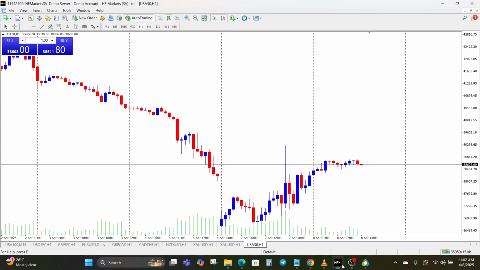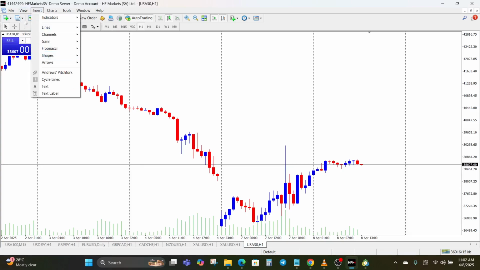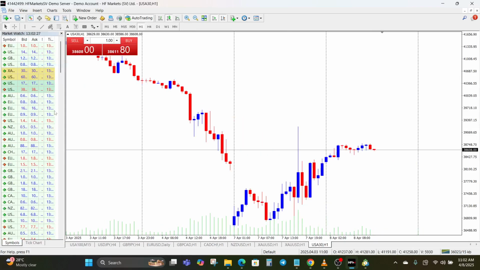Now, to trade US30 on MetaTrader 4 or MetaTrader 5, you first need a broker that offers it. Different brokers might list it under different names like US30, DJ30, or Dow Jones. Once your trading account is set up, you go to the Market Watch.